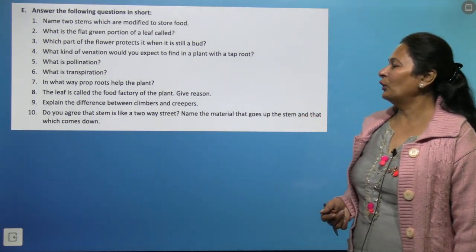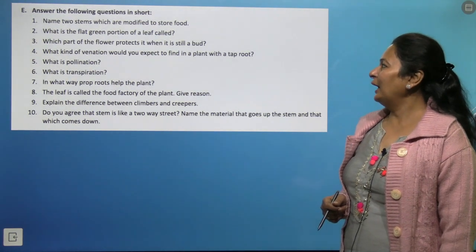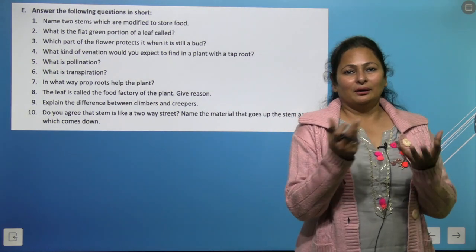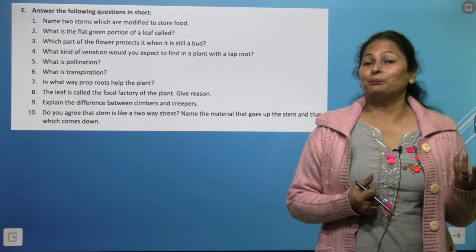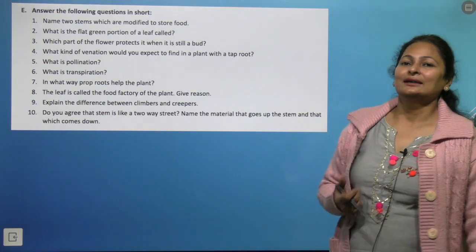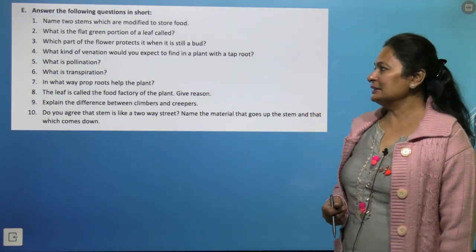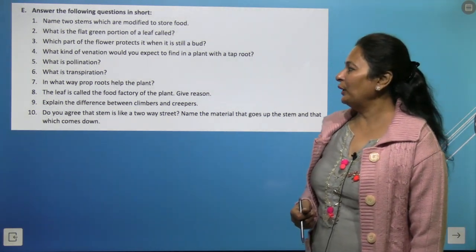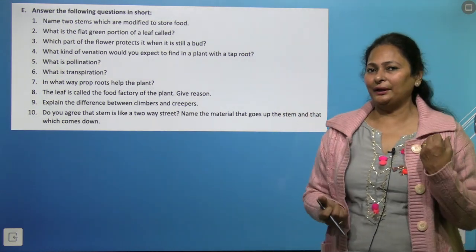Now, next is what kind of venation would you expect to find in a plant with a tap root? I told you by the venation you can identify which kind of root plant has. The reticulate venation has the taproot system. Now, what is pollination? We have discussed. What is transpiration? We have already discussed. In what way prop roots help the plant? Prop roots we have seen in the banyan tree.